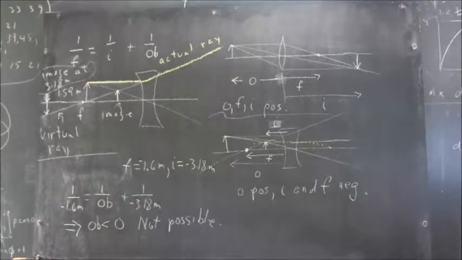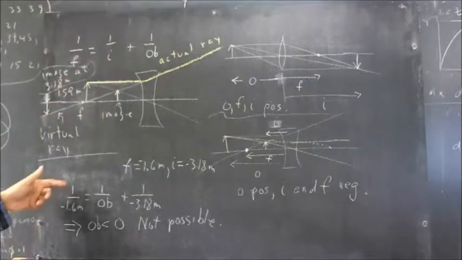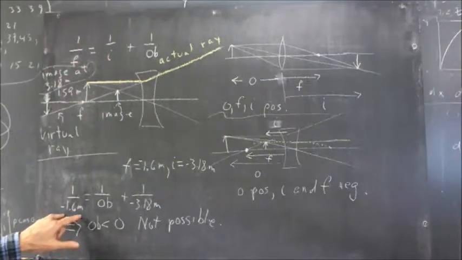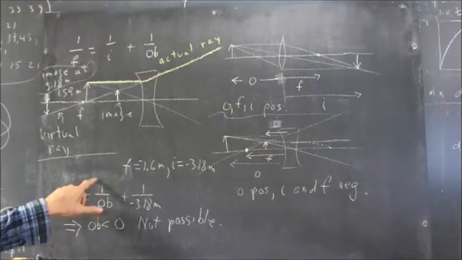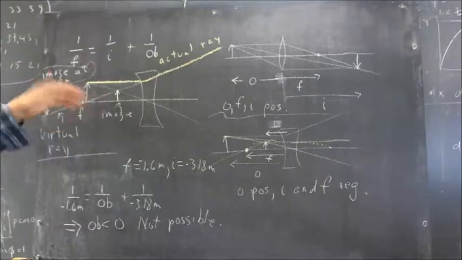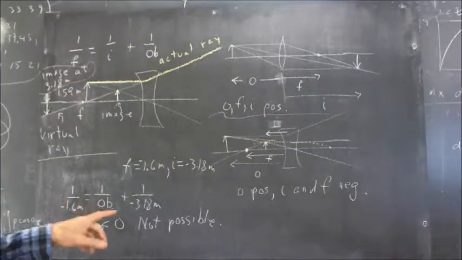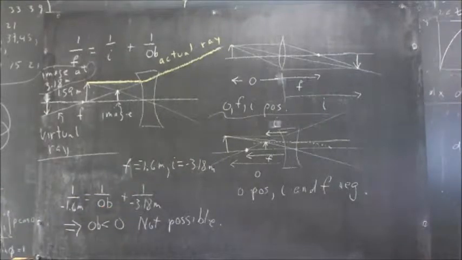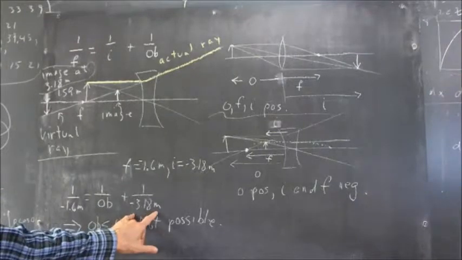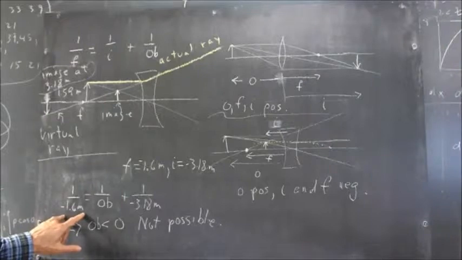So the picture shows us that, and the equation is going to confirm that. If we put these numbers into the equation, we get 1 over f equals 1 over the image distance plus 1 over the object distance. We have 1 over negative 1.6 meters here. That's going to be a negative number. Now we have 1 over the object distance. We know the object distance is positive because the object is on the object side of the lens. And then 1 over the image distance is 1 over negative 3.18 meters. That's going to be a negative number.